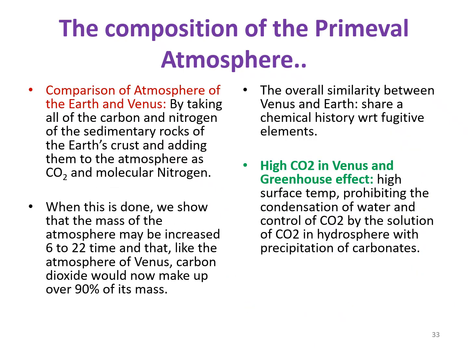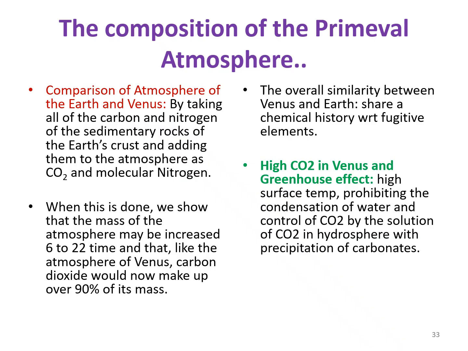In the study of the composition of the primal atmosphere, a comparison of the atmosphere of the Earth and Venus will be of great help. By taking all of the carbon and nitrogen of the sedimentary rocks of the Earth's crust and adding them to the atmosphere as carbon dioxide and molecular nitrogen, we can show that the mass of the atmosphere may be increased 6 to 22 times, and that, like the atmosphere of Venus, carbon dioxide would now make up over 90% of its mass.